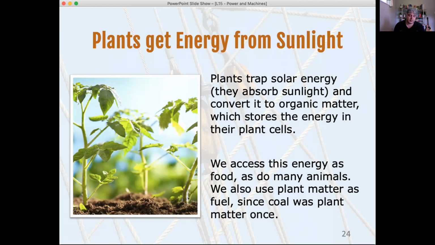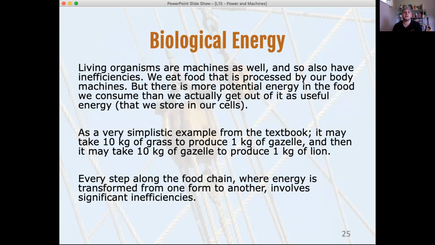So plants get all of their energy from sunlight, mostly. Biological energy: when we eat something, we turn energy that we get from plants or other food sources into energy that we store in our own cells, so that we can use that to do physical activity and motion, but also to power our vital organs and keep us alive.